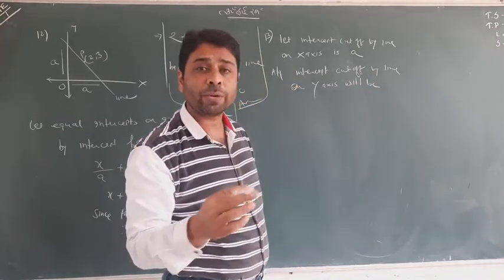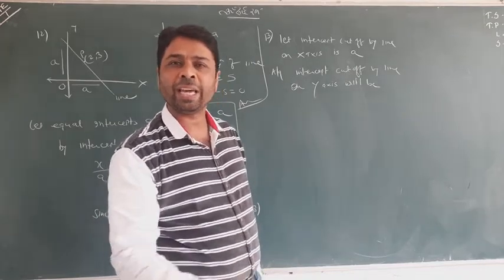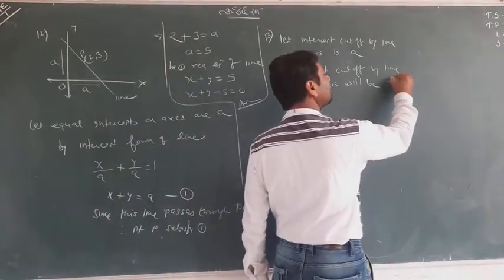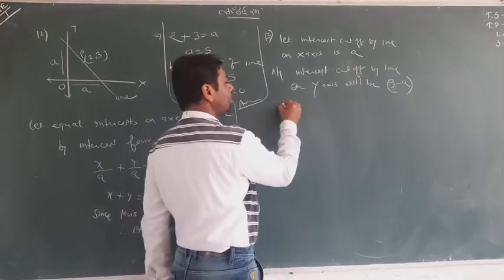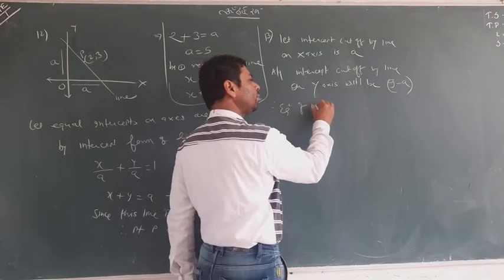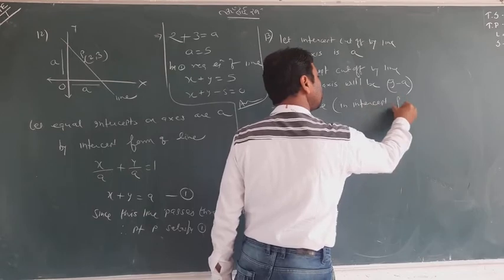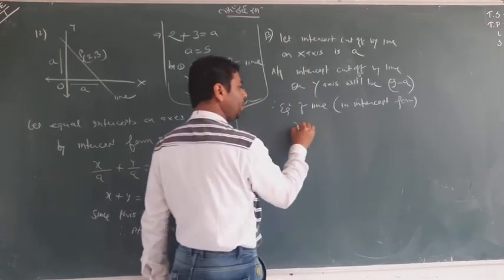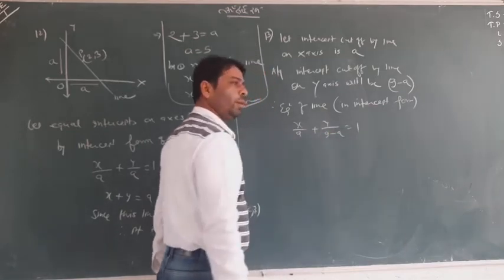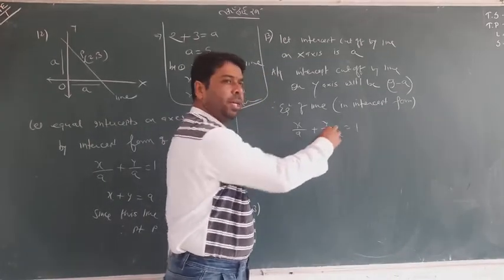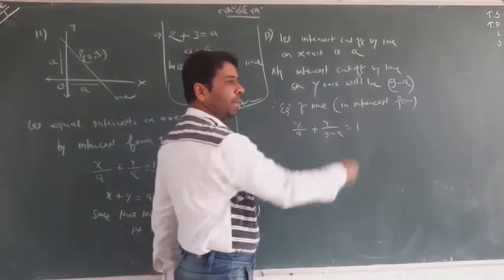The question says the sum of intercepts is 9. If the first intercept is A, the second will be 9 minus A. It's a very common, general thing. Then the equation of the line in intercept form is x upon A plus y upon 9 minus A equal to 1. You know, it is x upon A plus y upon B, so B was the intercept on the y-axis, which according to the question I took as 9 minus A.